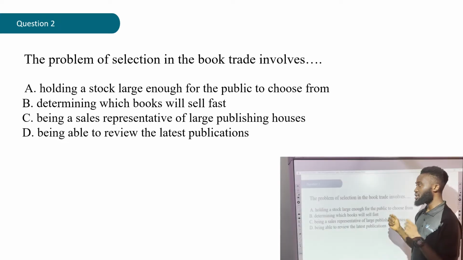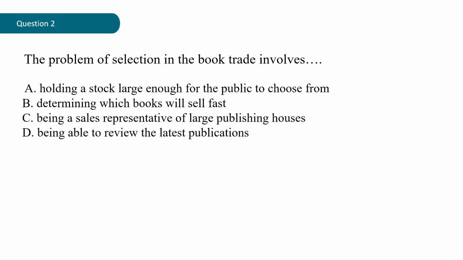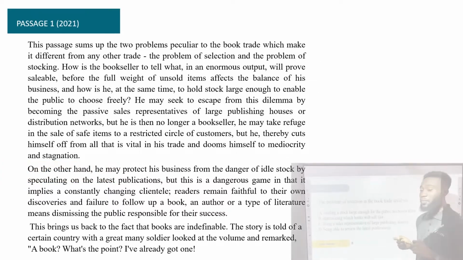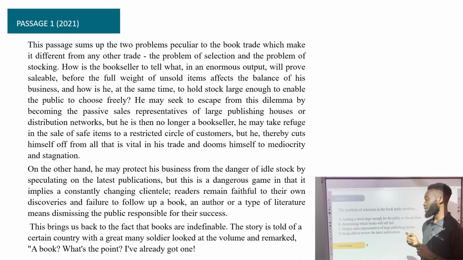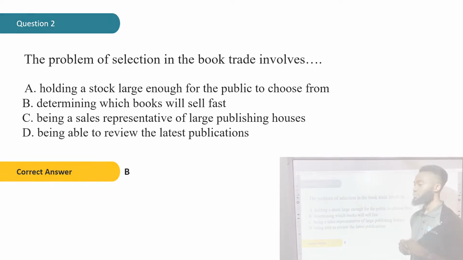Now, according to this question, what is the problem of selection in the book trade? The correct answer is option B. Now, why do you think it will be option B? According to the passage, the problem of selection in the book trade involves determining which books will sell fast. This fits it better. Let's go to the next question.